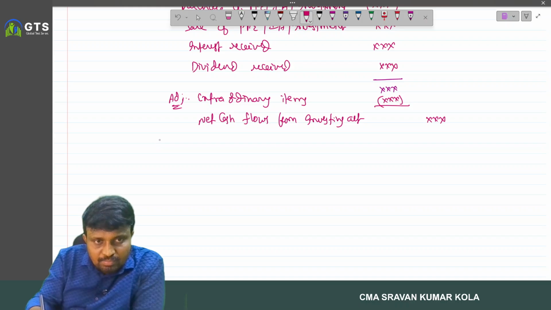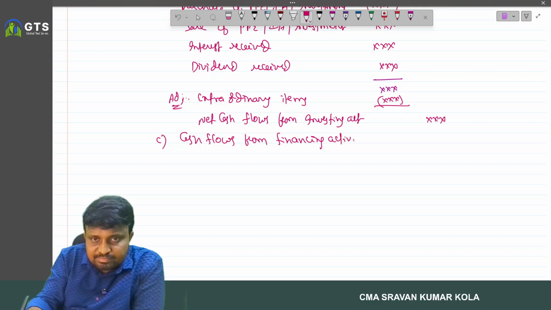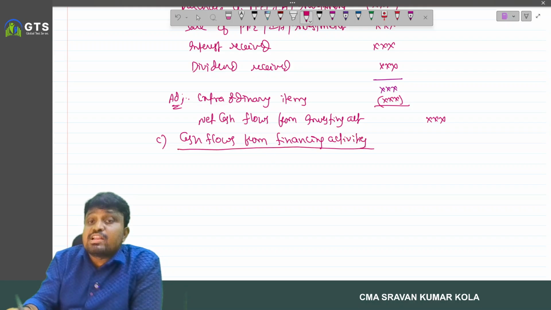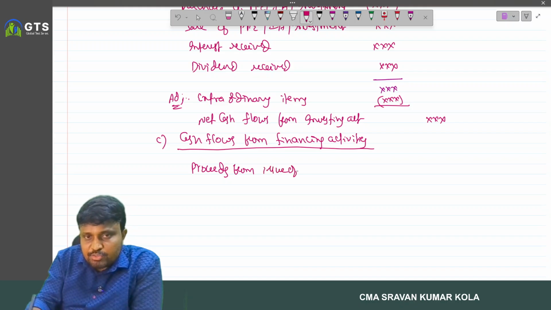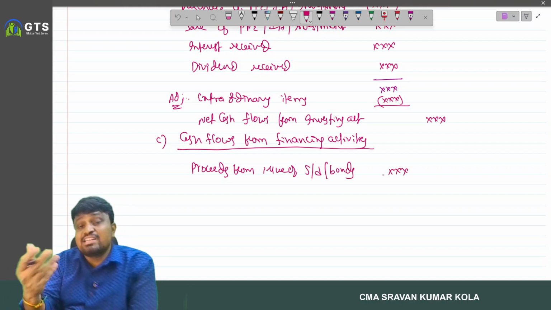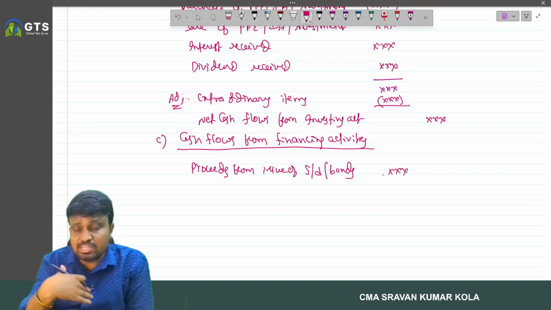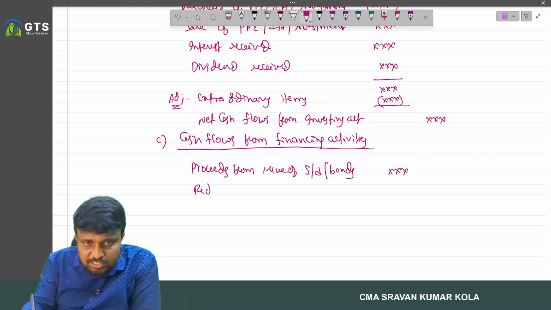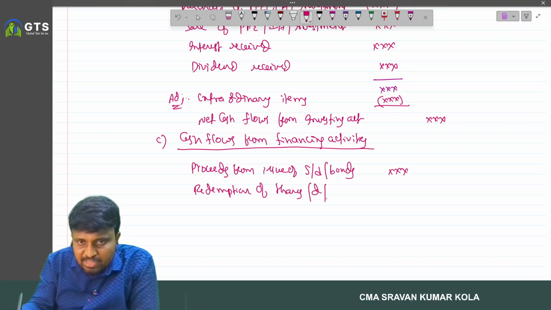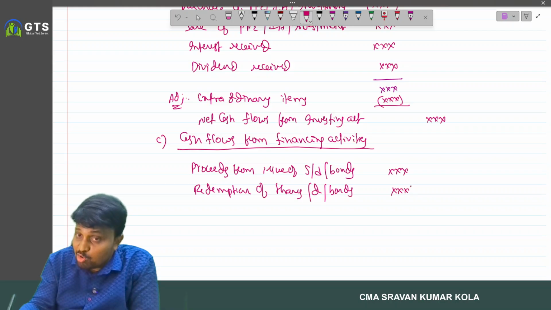And another one is cash flows from financing activity. Cash flows from financing activity, like proceeds from issue of shares, debentures, bonds, etc. That is an inflow, nothing but capital received. Even capital received in the case of a sole trader is covered under inflow. And redemption of shares or debentures or bonds is an outflow.